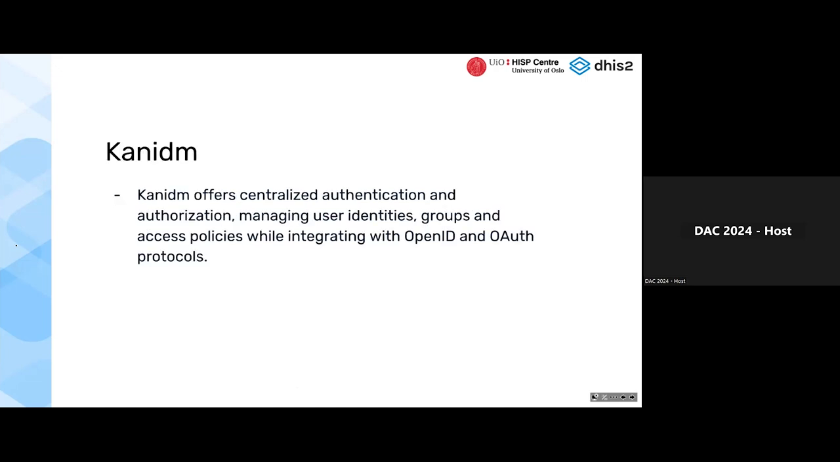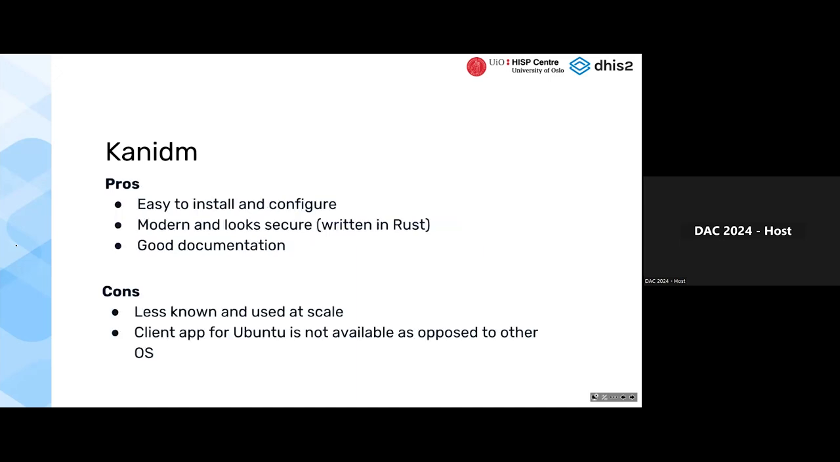We have Kanidm, which offers central authentication as well, and it manages user identity groups and access policies while integrating with OpenID and OAuth protocols. Kanidm is easy to install and configure. It has a secure and modern look since it's written in Rust, and it also has good documentation. The disadvantages of Kanidm are that it is less known at scale, and the client application for Ubuntu is not available as opposed to other operating systems.